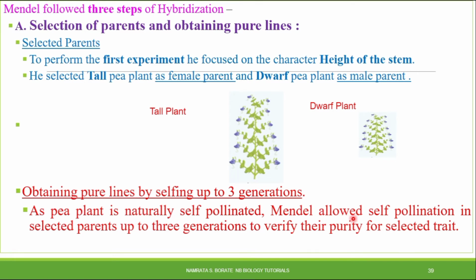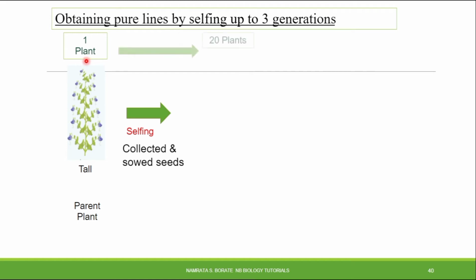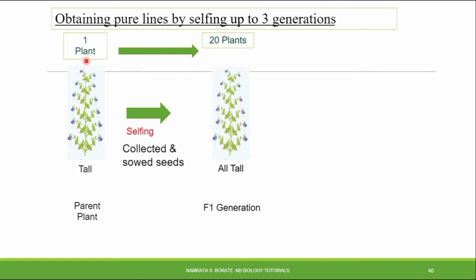Mendel allowed the self-pollination in the selected parent up to the 3rd generation to verify the purity of a selected trait. That is, obtaining the pure line by selfing up to the 3rd generation. He selected the pure tall pea plant. That is the parent plant. This parent plant undergoes the selfing and gives seeds. He collected the seeds and sowed them in the soil. So what happened? There is obtaining the F1 generation, but all these plants are tall plants.